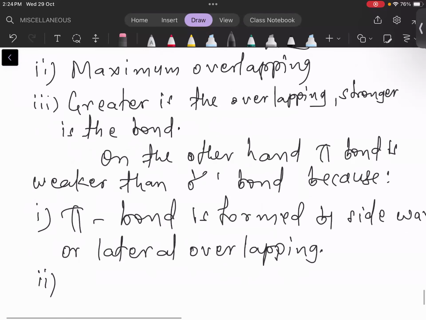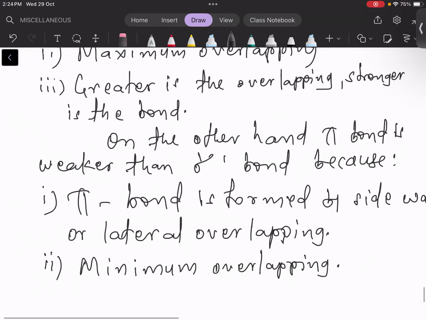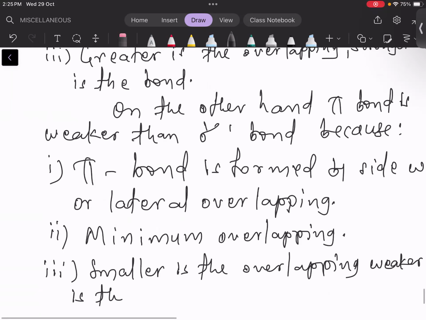Second point, therefore, minimum overlapping takes place. Due to minimum overlapping, okay. Third point, smaller is the overlapping, weaker is the bond.